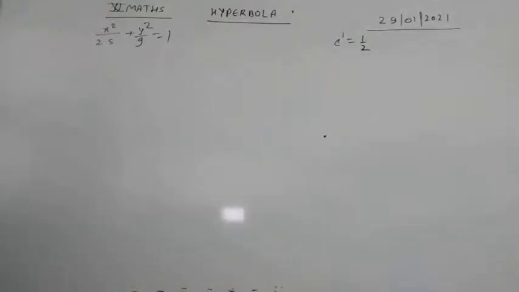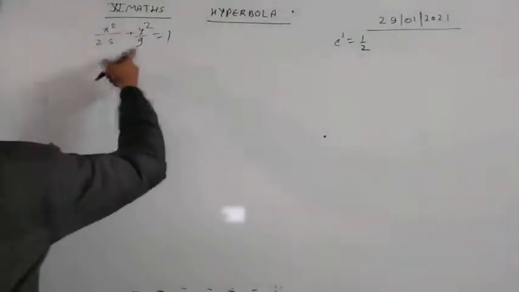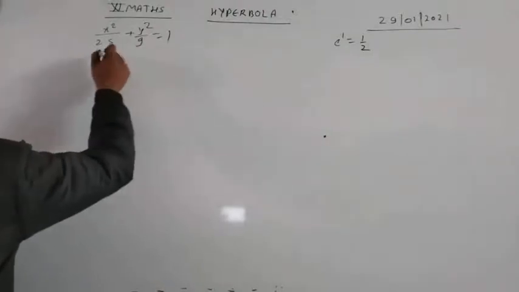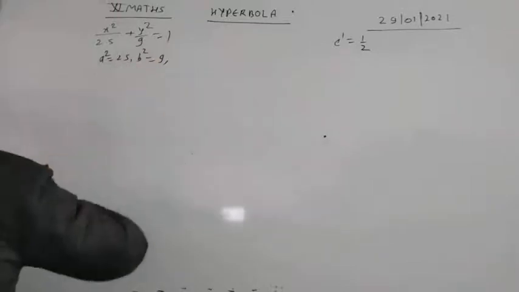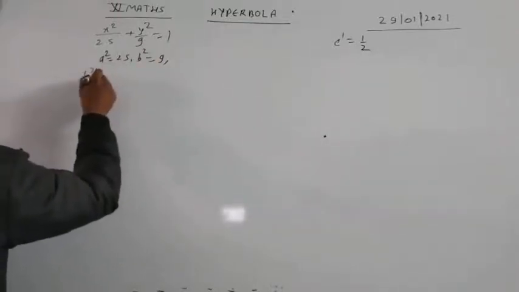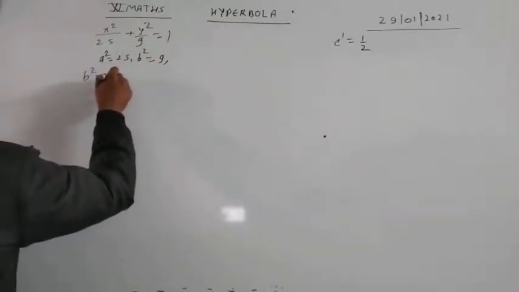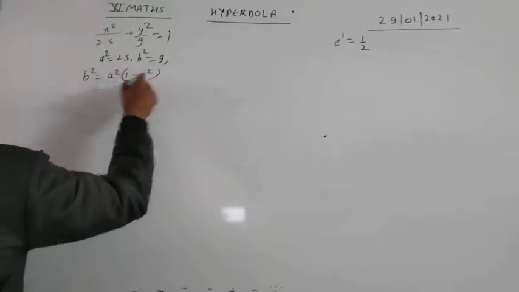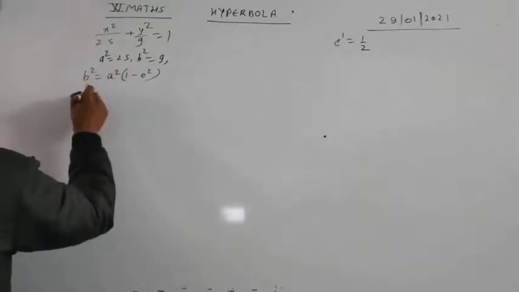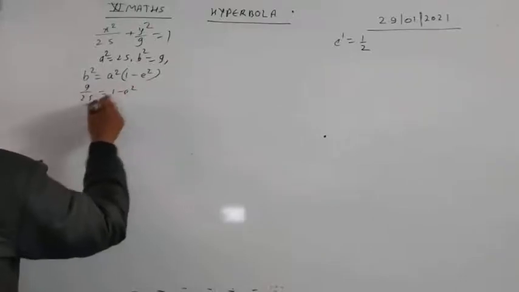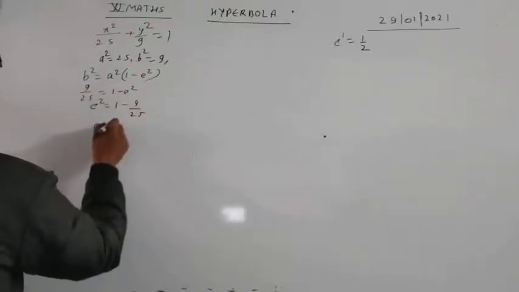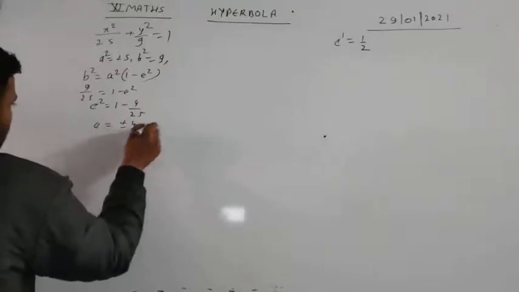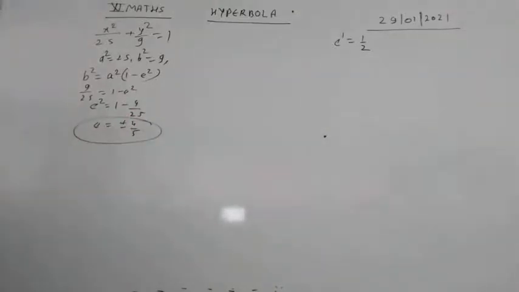Now, students, x square by 25 plus y square by 9 is 1. This is the equation of our ellipse. So a square is 25 and b square is 9. Okay, students, so b square is a square times (1 minus e square). So 9 by 25 is 1 minus e square, so e square is 1 minus 9 by 25. So e is plus minus 4 by 5, students. So the eccentricity from here we are getting is 4 by 5.